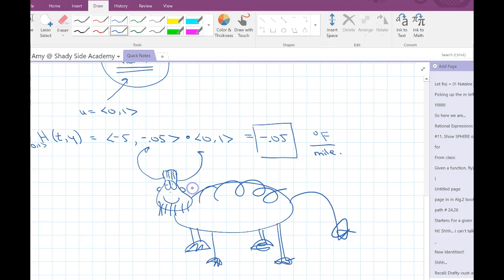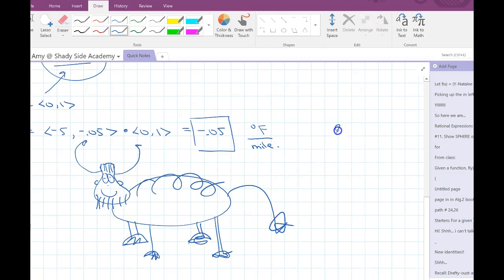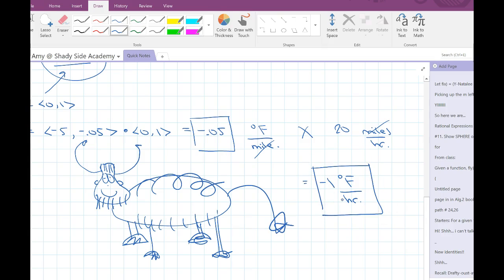Little ears. Okay, well, if the moose is running at 20 miles per hour and the temperature is dropping at this number, degrees Fahrenheit per mile, when you multiply these two, a little stoichiometry, which is the fancy word for unit conversion, what you get is negative 1 degrees Fahrenheit for every hour. So this poor moose is perceiving temperature to be changing at a rate of negative 1 degrees Fahrenheit for every hour that he runs.